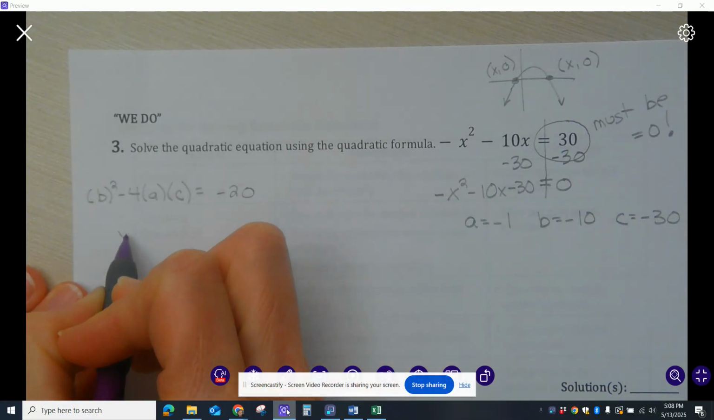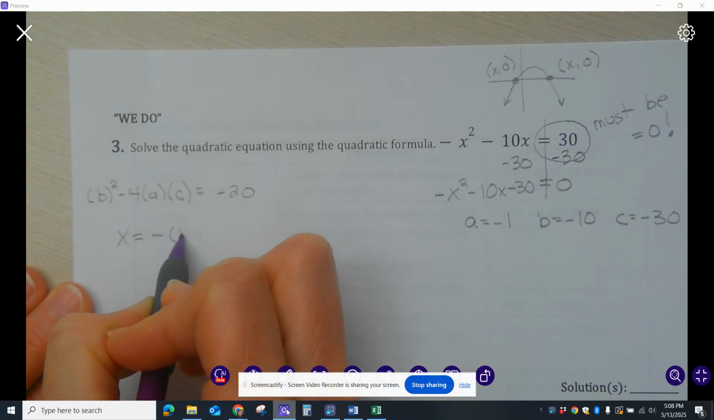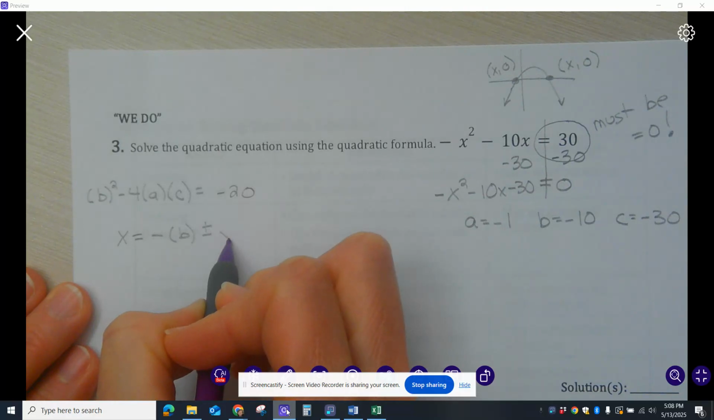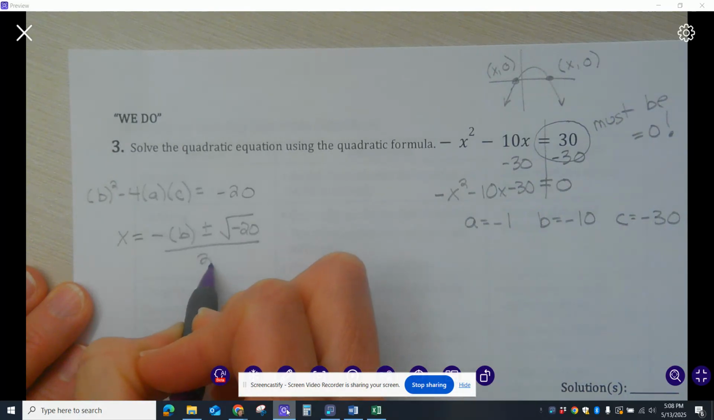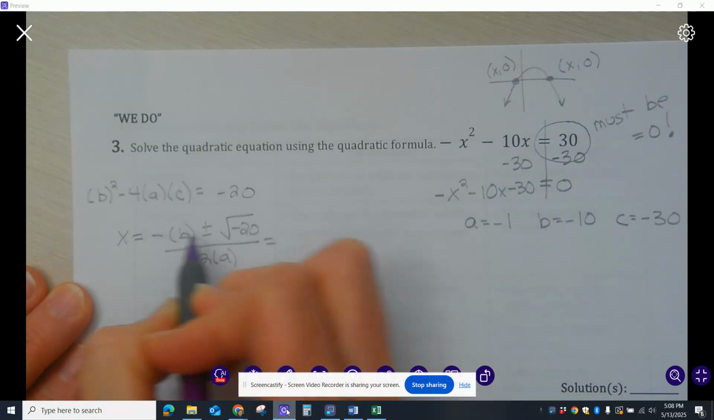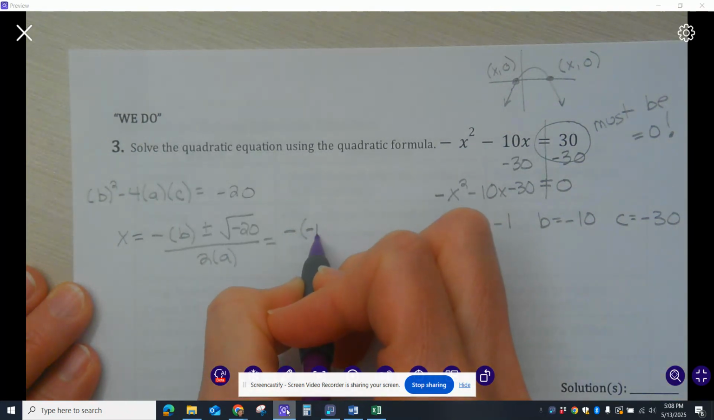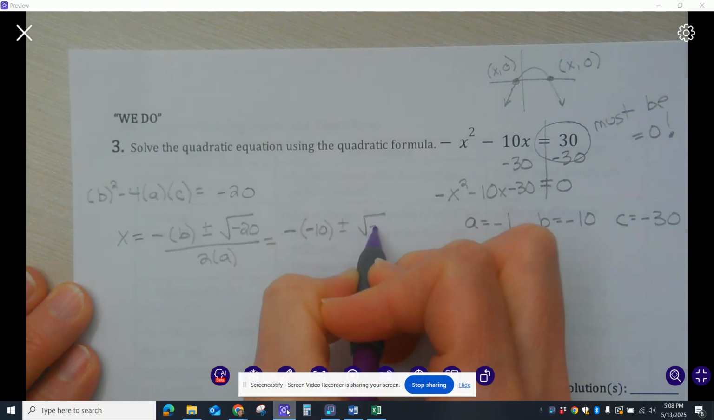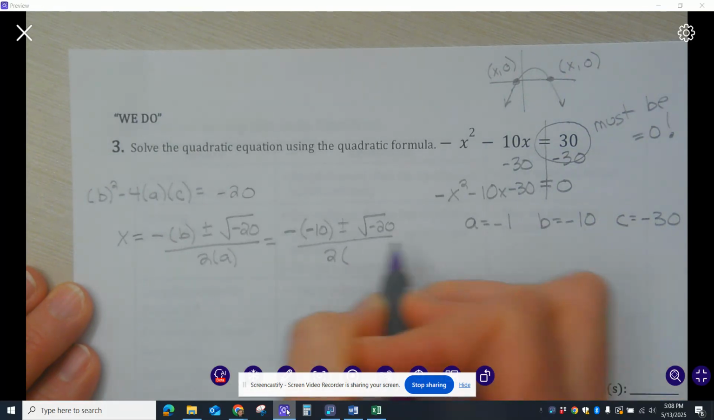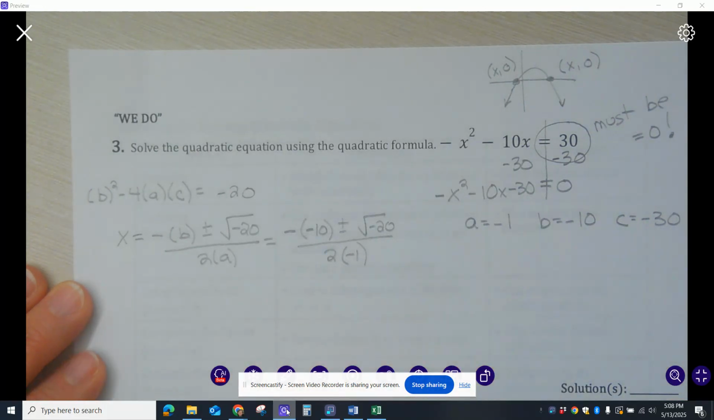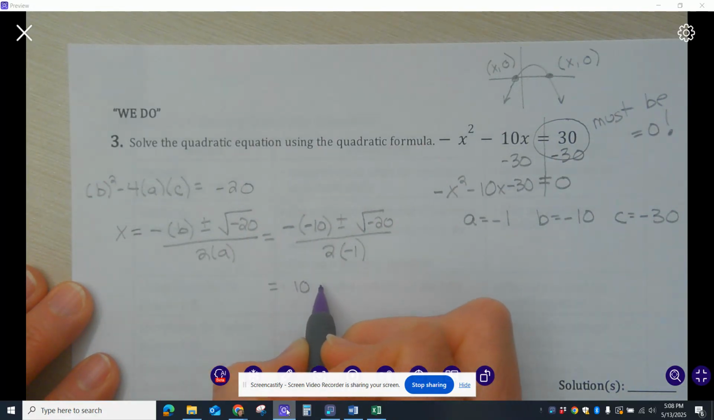Now here's our quadratic formula. X equals negative b, or opposite of b, plus or minus the square root of b squared minus 4ac, we already have that, all over 2a. So let's plug in our b. Negative b would be negative of negative 10, plus or minus the square root of negative 20, all over 2 times a. Our a is negative 1. Okay, let's keep going. Negative times negative 10 is a positive. Two negatives make a positive.